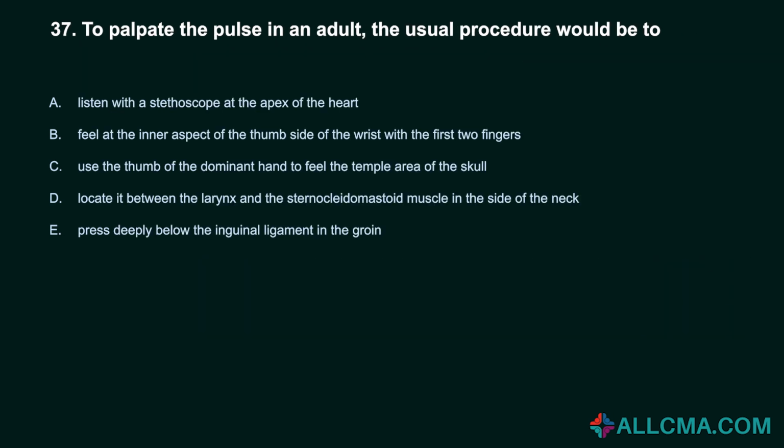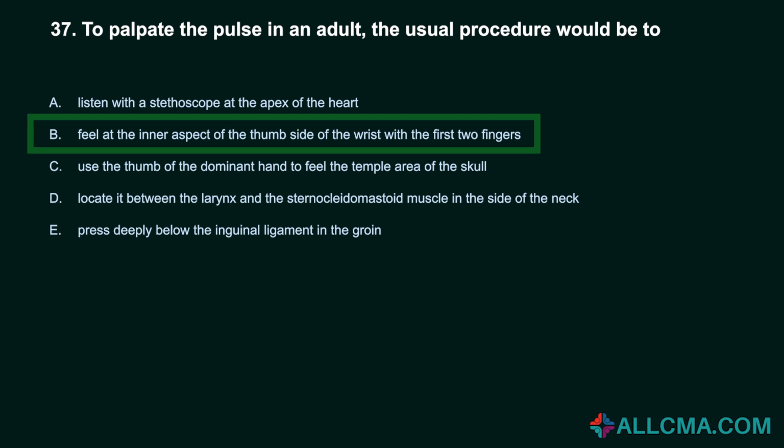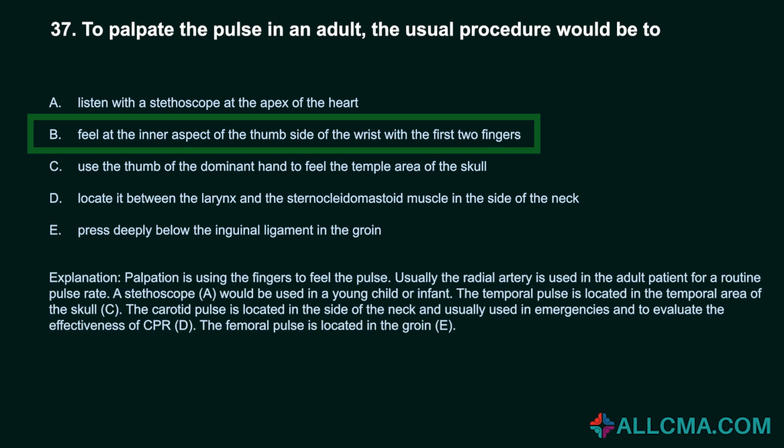37. To palpate the pulse in an adult, the usual procedure would be to: A. Listen with a stethoscope at the apex of the heart. B. Feel at the inner aspect of the thumb side of the wrist with the first two fingers. C. Use the thumb of the dominant hand to feel the temple area of the skull. D. Locate between the larynx and the sternocleidomastoid muscle in the side of the neck. E. Press deeply below the inguinal ligament in the groin. Correct answer: B. Feel at the inner aspect of the thumb side of the wrist with the first two fingers. Palpation is using the fingers to feel the pulse.